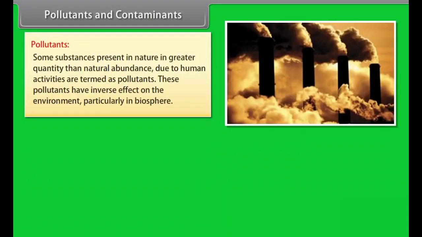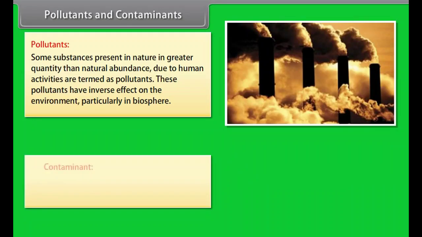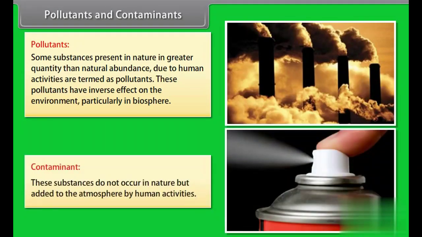Pollutants and contaminants. Pollutants. Some substances present in nature in greater quantity than natural abundance due to human activities are termed as pollutants. These pollutants have adverse effects on the environment, particularly in the biosphere. For example, lead, mercury, carbon dioxide, etc. Contaminant. These substances do not occur in nature but are added to the atmosphere by human activities. For example, chlorine, chlorofluorocarbon, etc.